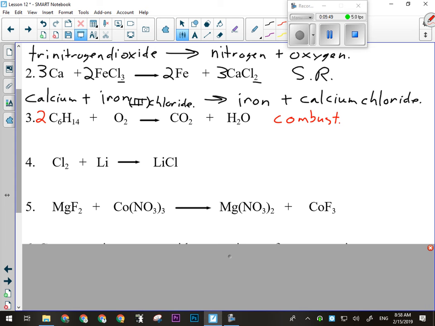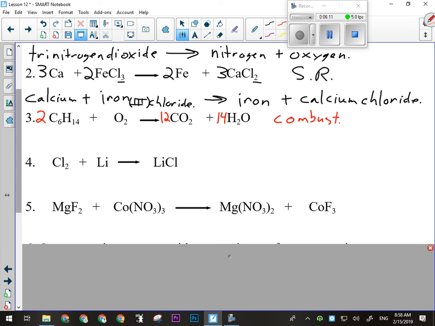I just do that automatically. So now I'm going to balance alphabetically. So 2 times 6 carbons is 12 carbons. So I need to go over here and make sure that I have 12 carbons. 2 times 14 is 28 hydrogens. Over here, 14 times 2 will give me 28 hydrogens. Everyone okay with what I've done so far? All right.